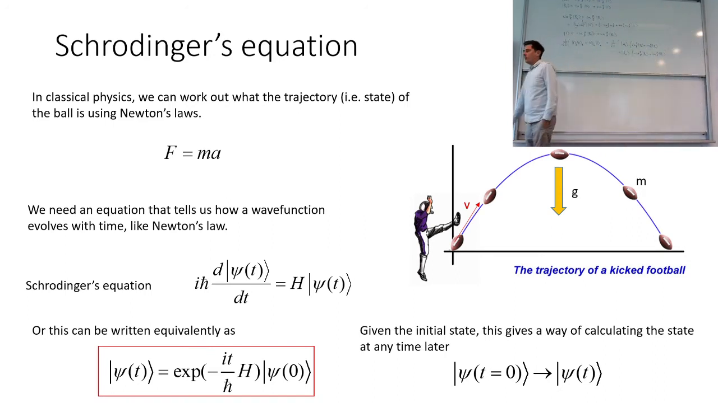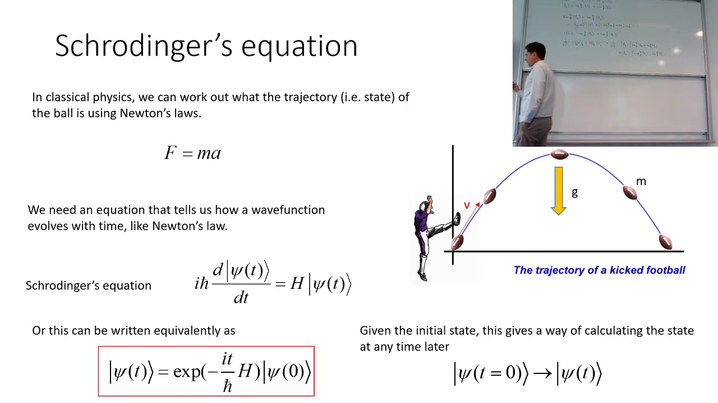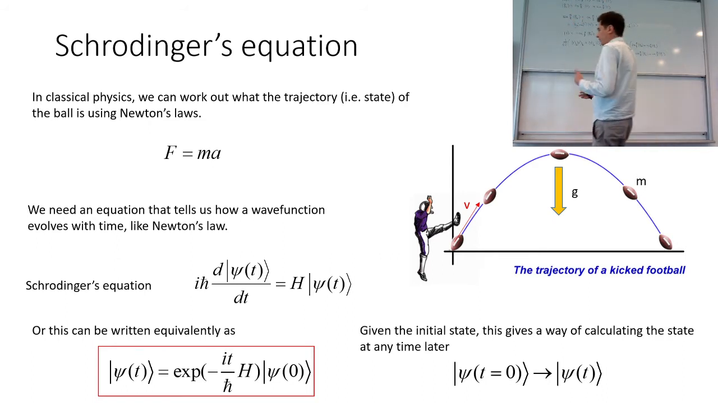But actually the way that I'll be dealing with it in this lecture is really more this exponential form. These are completely equivalent ways of writing the same equation. So if you have an initial state at some initial time, psi 0, then the rule, or the law of nature if you like, of how it evolves in time is given by this exponential of minus i t Hamiltonian over h bar, and that gives you the new state.